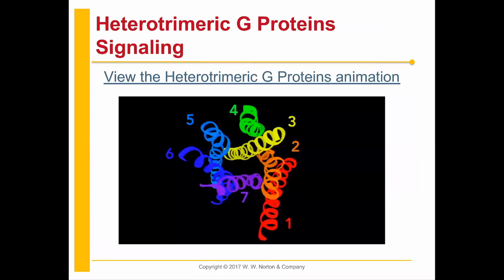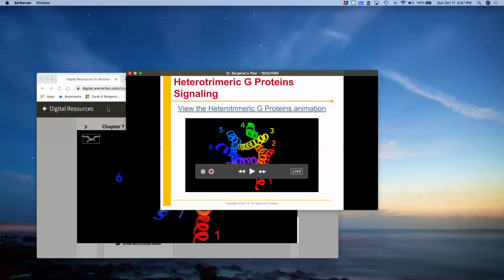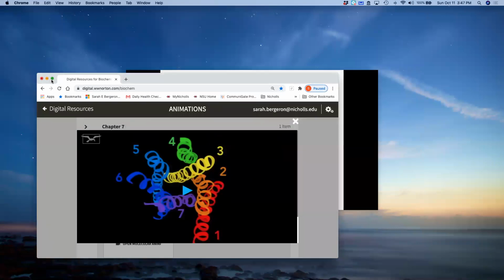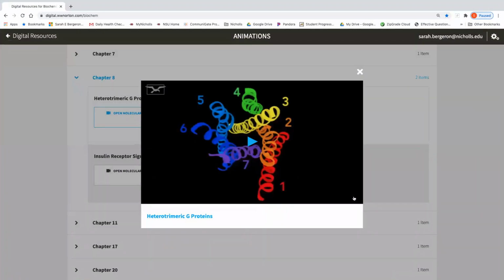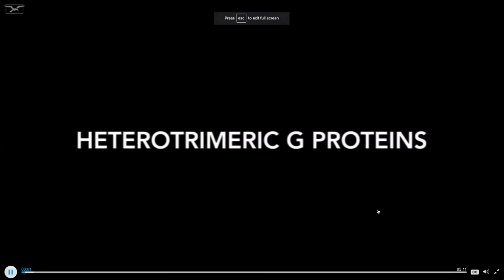So what we're going to do first is we're going to watch an animation of how this G protein coupled receptor works. And this goes into lots of detail. And so then after we watch the animation, we'll talk about all the detail and how it all works. So let me see if I can switch over and do that. Okay, I want to make this big.